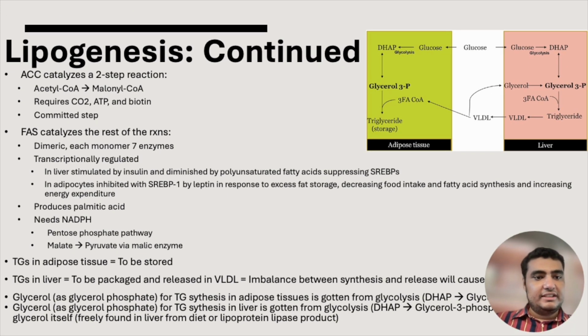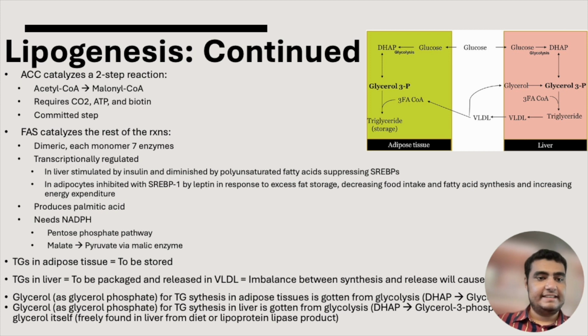In terms of lipogenesis, we have again the enzyme ACC, which we discussed earlier. Here it catalyzes a two-step reaction with an intermediate. So it forms malonyl-CoA from acetyl-CoA, and it requires CO2, ATP, and biotin as a cofactor, as we have mentioned as well. This step is a committed step which allows the rest of the reactions to occur and lipogenesis to happen.